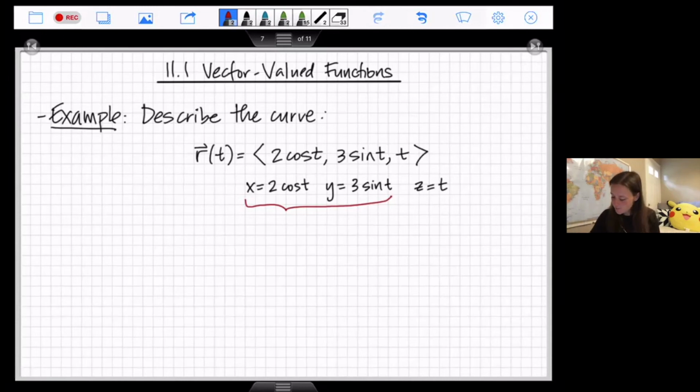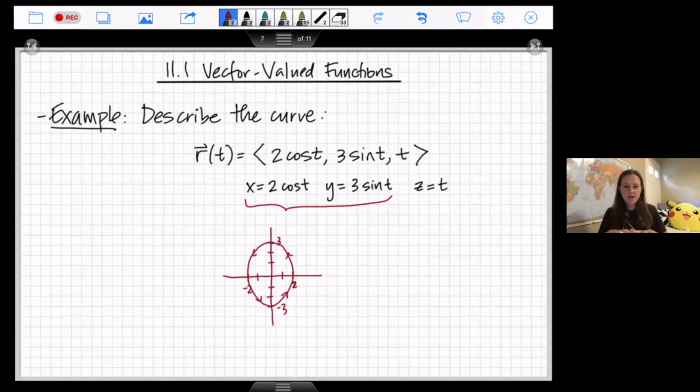So if we graph an ellipse that's got kind of an x radius of 2 and a y radius of 3, all right, that's what this should be doing in R2. All right, we would start off, you know, like this. All right, so that's what the x and y components should be doing, tracing out an ellipse.